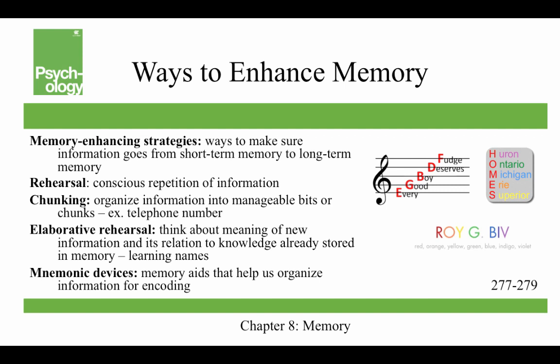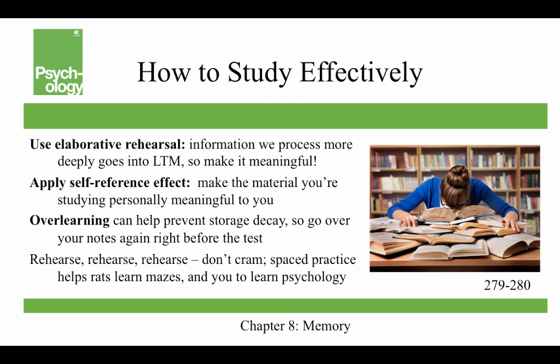Mnemonic devices are memory aids that help us organize information for encoding. So you can see several there to the right. You can think of HOMES in order to remember the Great Lakes, or Roy G. Biv to remember the spectrum. Every good boy deserves fudge. If you can't remember the mnemonic, though, it kind of defeats the purpose.